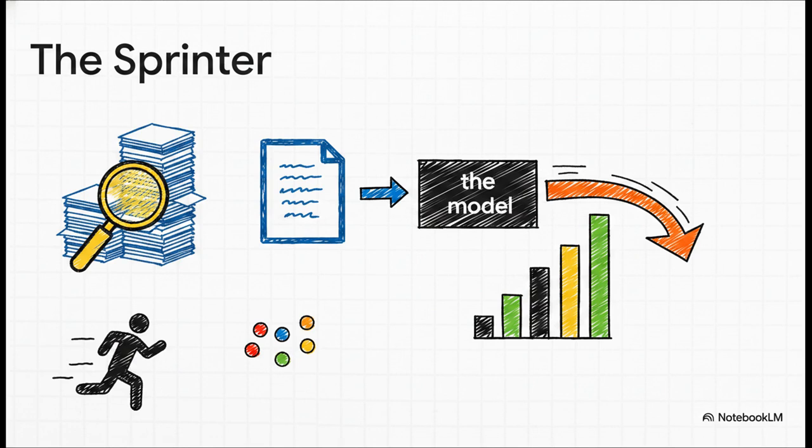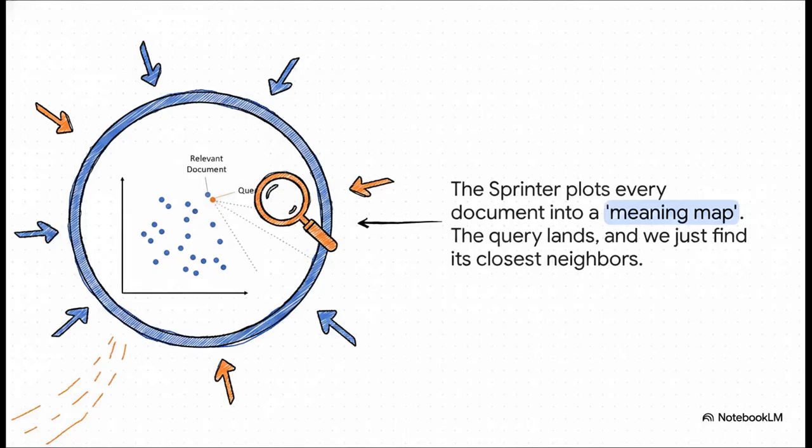And because it's so quick, it's the perfect tool for massive jobs, like sifting through millions of documents or grouping similar things together. I love this slide because it gives you a great visual for what's happening. Just imagine the Sprinter plotting every single one of your documents onto this giant meaning map. Things with similar meanings get placed close to each other. So when you type in a search, your query just lands on the map and all the Sprinter has to do is find its closest neighbors. It's super fast and super effective.